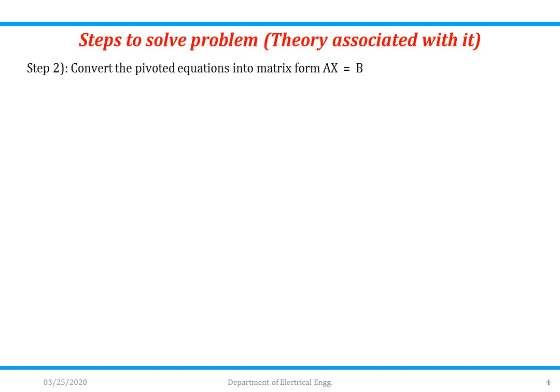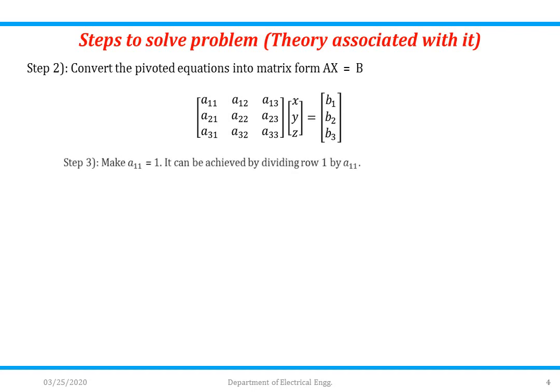Step number 2. Convert the pivoted equation into a matrix form Ax equal to b. So whatever equations that we have written, write them in the matrix form. Step number 3. Now the first step to solve this problem is make this value, this is a11, equal to 1. Now how to make this value equal to 1? If we divide this value by this value only, then we will get the answer equal to 1.